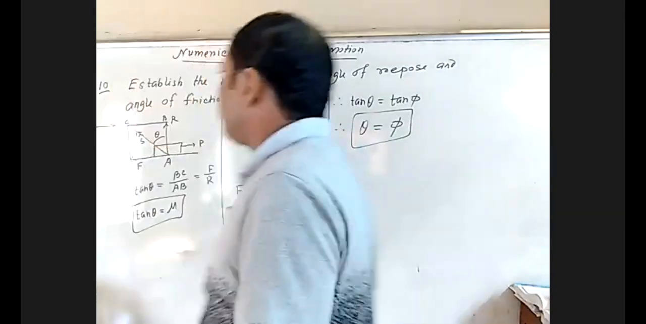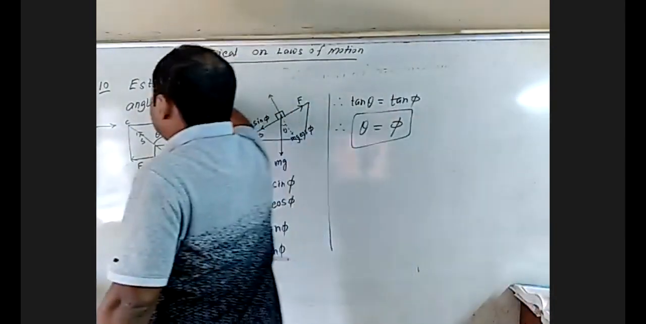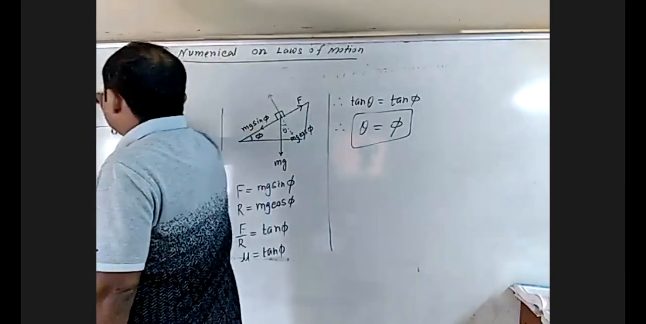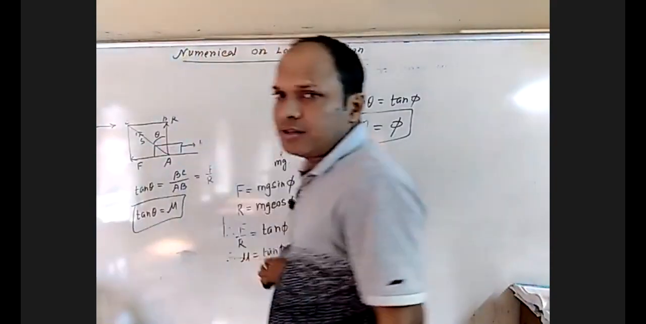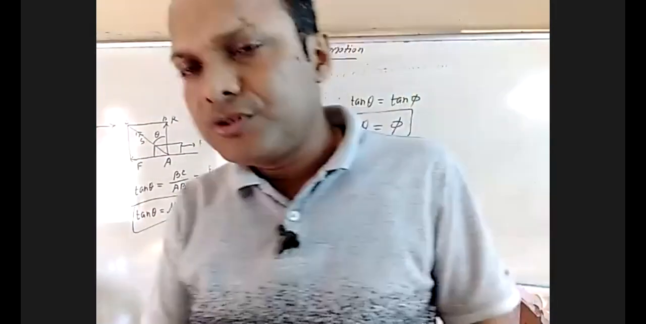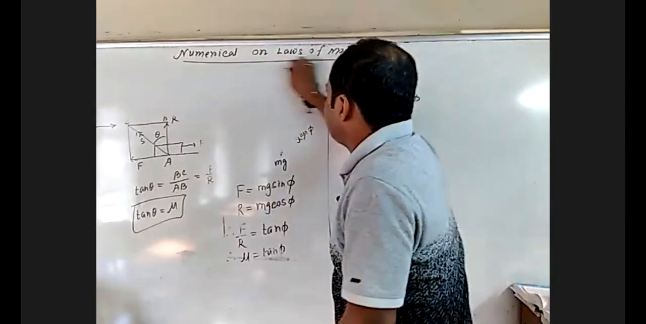Next, this is about number 10. Establish the relation between the angle of repose and angle of friction. I think all of you are very comfortable with this. If you have any kind of confusion, you may ask that you are not clear about this or that.